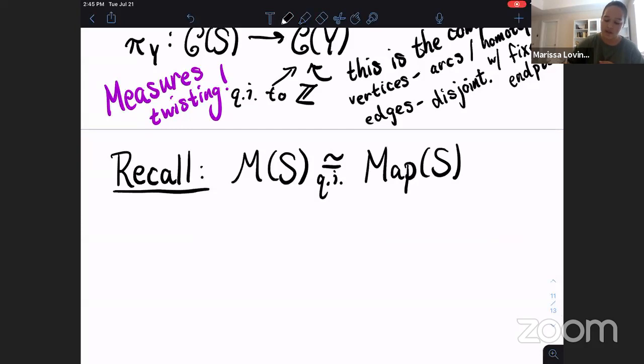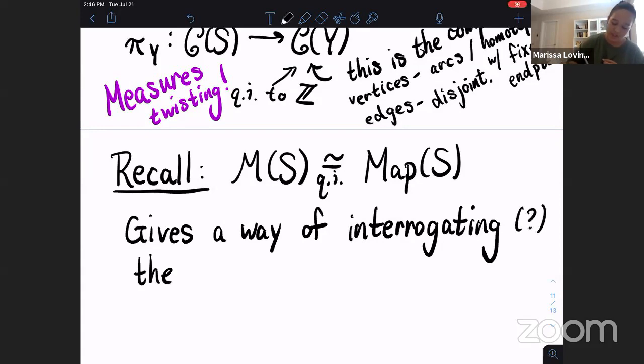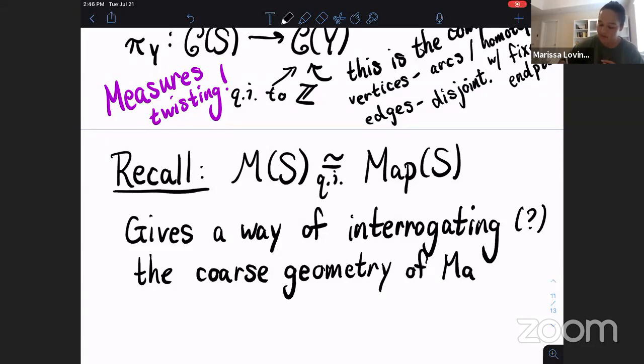So this is giving us a way to, let me just write down, a way of interrogating the geometry. Whenever I'm saying geometry here, it's really the coarse geometry of the mapping class group. Well, it turns out that this subsurface projection gives us a way to get really refined information about this.